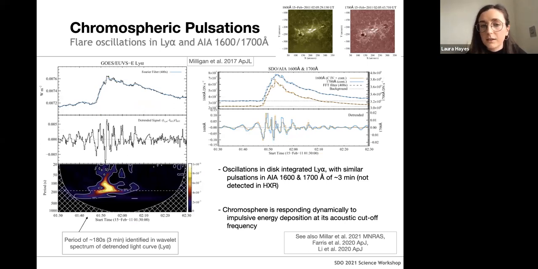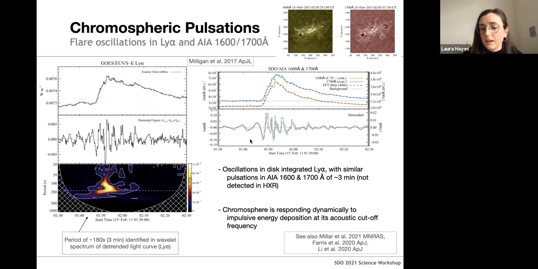This is some work that was led by Ryan Milligan, which looked at full disk observations in Lyman alpha and found periods of around 3 minutes that were occurring both in the Lyman alpha observations, which you can see in the wavelet transform here, but they were also identified in the 1600 and 1700 channels of AIA in the flare ribbons. What's interesting, these 3-minute pulsations weren't detected in hard X-ray observations.